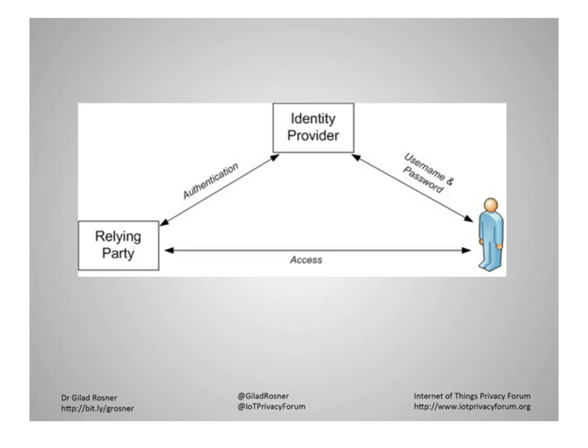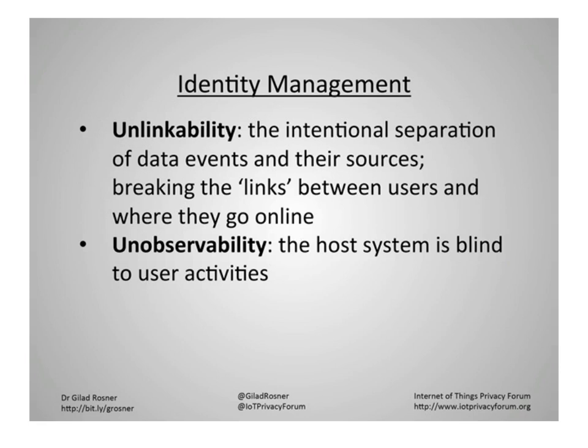For the purposes of the Internet of Things, two key concepts emerge. The first is unlinkability. This is the intentional separation of data events and their sources, breaking the links between users and where they go online. In the IDM world, this means designing systems so that one website does not know you're using another website, even though you're using the same login. In the IoT context, the analogy would be your bathroom scale does not need to know where you drive, or your fitness band does not need to know which websites you visit.